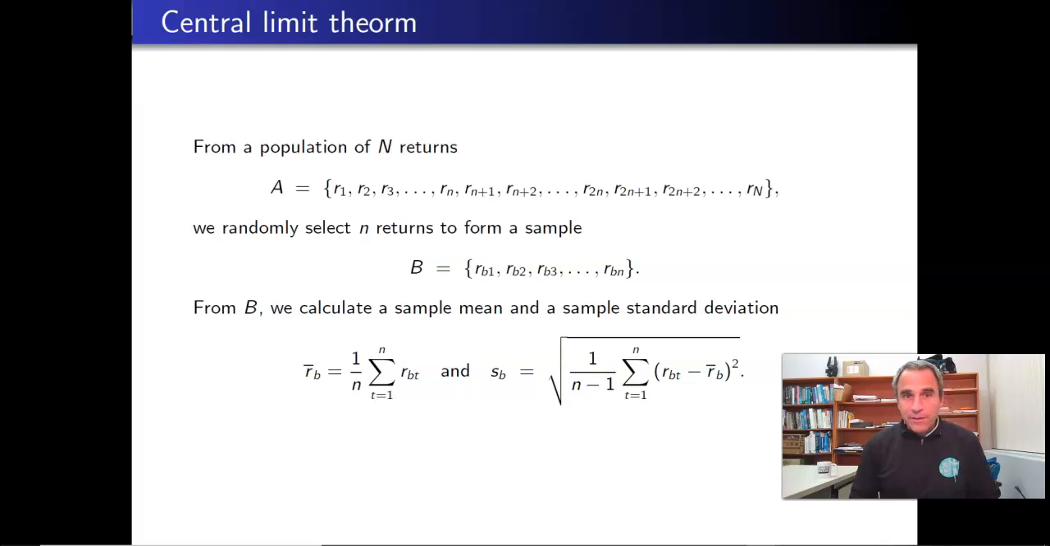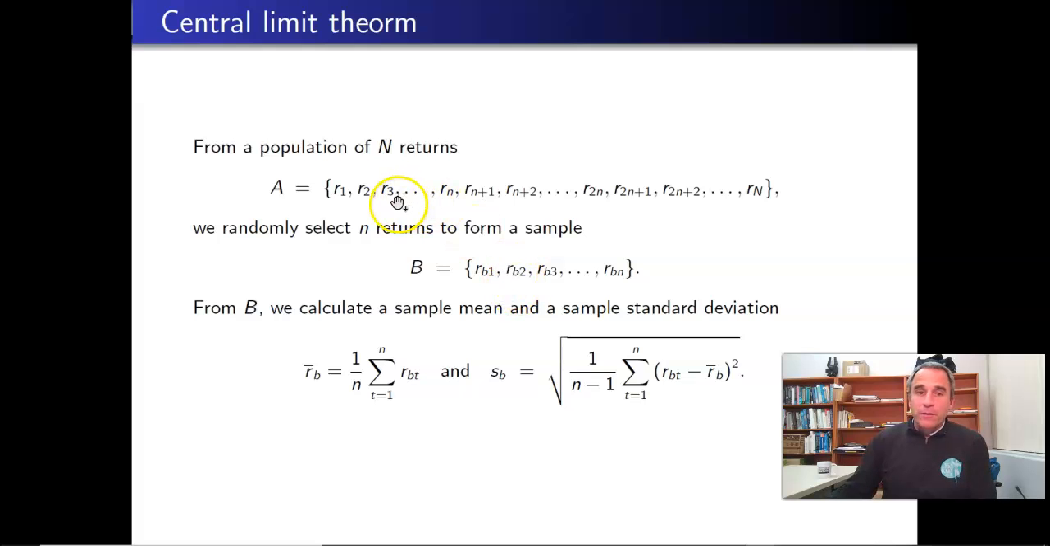The central limit theorem. From a population of capital N returns, called A, so R1, R2, R3, R4, R5, R6, R7 up to RN, we randomly select n returns to form the sample B: RB1, RB2, RB3, RB4, RB5 up to RBn.